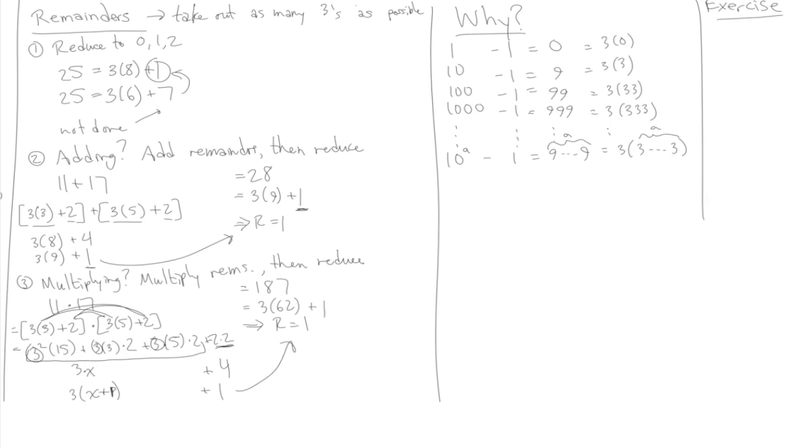Which means if we didn't subtract 1, we get the fact that for any positive integer a, 10 to the power of a minus 1 is a multiple of 3. Which also means that if we add 1, remember we add remainders, 10 to the power of a minus 1 has a remainder of 0. If we add 1 and just take 10 to the power of a, when we divide by 3, that has remainder 1.